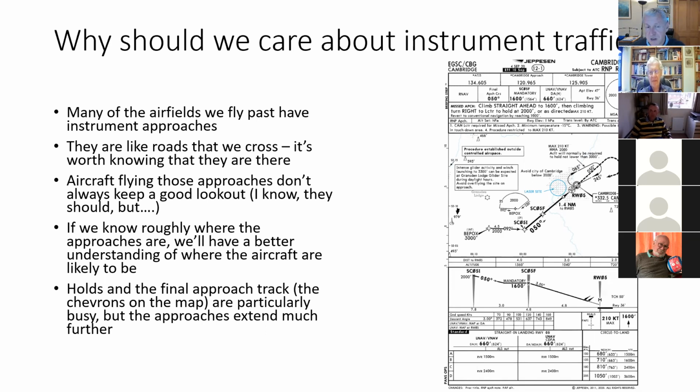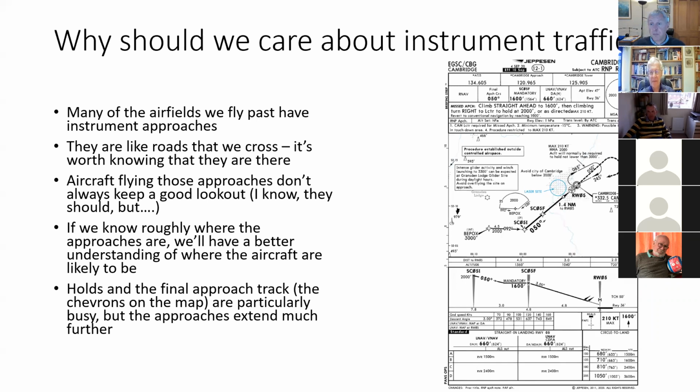And I know when I've done instrument renewals with instructors, I've been conscious that there have been quite big periods of time when neither of us have been looking out very well. So if we're flying in a glider where these people are, given how difficult we are to see in the first place, there's a really good chance they won't see us. So we're sort of relying on the big sky approach for them to miss us. So my premise is that if we know something about where these approaches are and what the aircraft are doing in those approaches, we'll have a better understanding of how to deal with that.